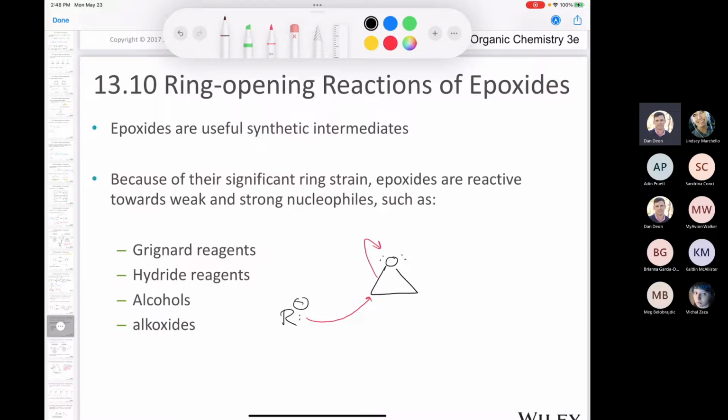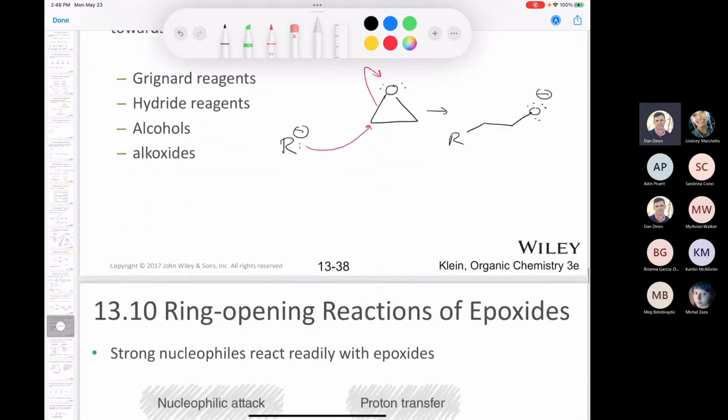So you crack it open like a jack-in-the-box, so to speak. So then you have 1, 2 carbons. You'd have an alkoxide on one side, and then you're going to have an R group over here like that. And that is the mechanism for nucleophilic ring opening. Let's take a look at it in detail.